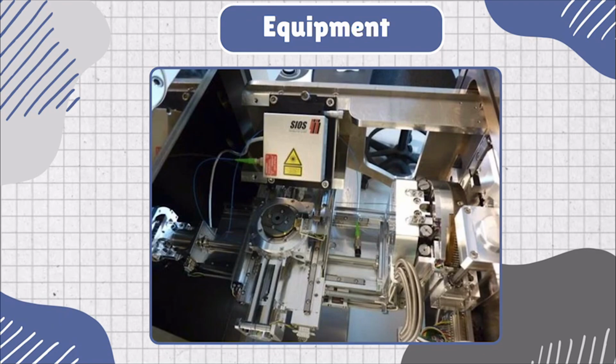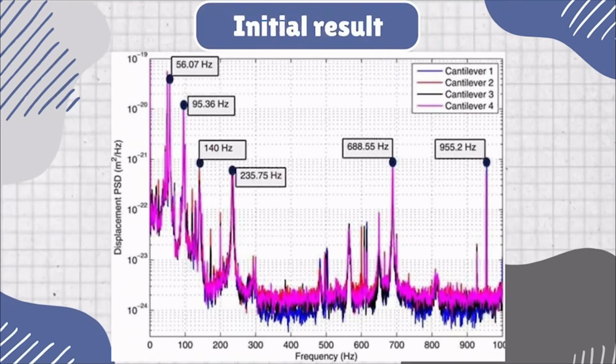Here's the graph, which shows the real equipment. The author fixed the vibrometer to the SEM door at a 45-degree angle so that the vibrometer would not block the electron gun. So you can see the white part, the SIOS. That is the vibrometer that the author used in their experiment. Let's move to the results of the initial test. You can see there are several abnormal vibrations. Later, my teammates will introduce how the author identifies the vibration sources.